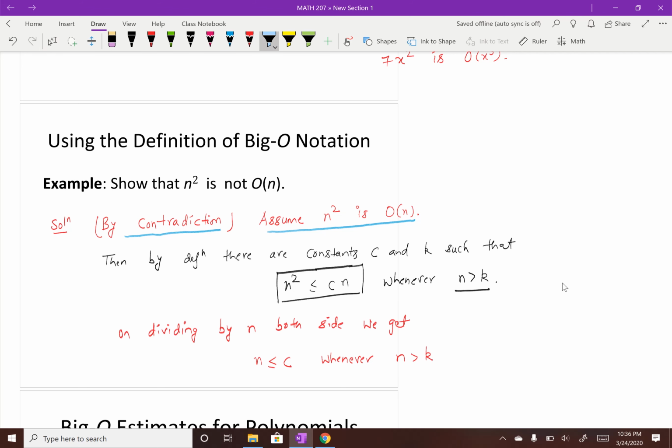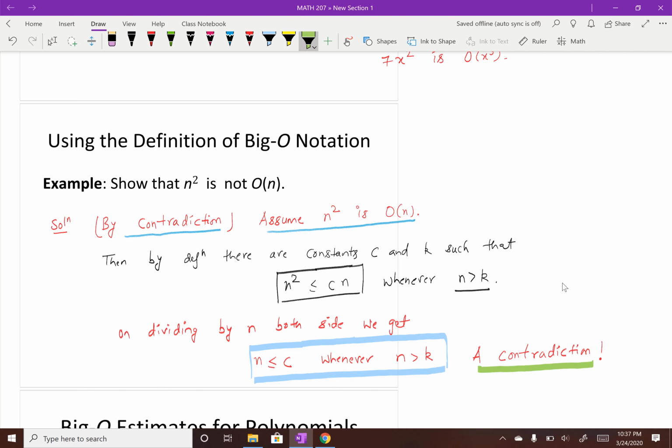So on dividing by n both sides of n square less than or equal to c times n, we can conclude that n is going to be less than or equal to c whenever n is greater than k, and this is a contradiction because this cannot be possible together. So this is a contradiction, and based on the contradiction approach, we have shown that n square is not big O of n.